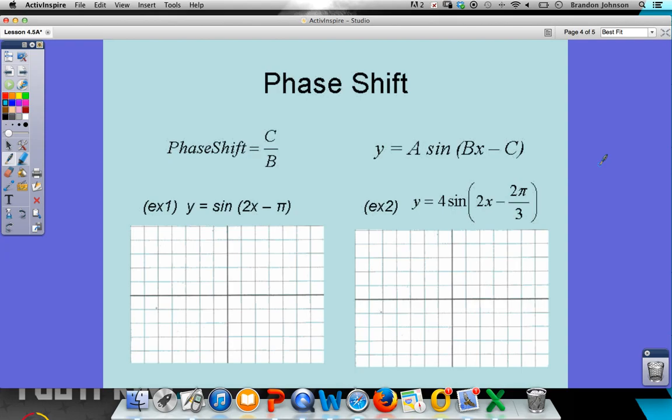All right, the last thing we're going to talk about is something that becomes a little bit different, I realize. What we're talking about now is referring to phase shift. Now, phase shift, what that is, it moves the graph right or left depending on what the graph is doing. So we know, first of all, that we have A, which is our amplitude, B, which represents our period, and then the C represents our phase shift. And to solve for that, what we do is we do C over B.